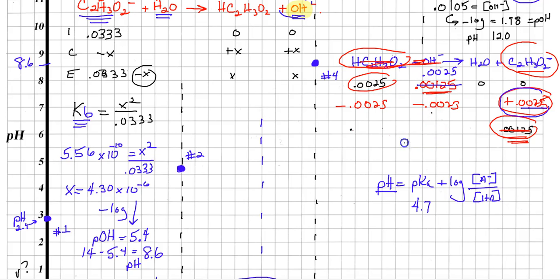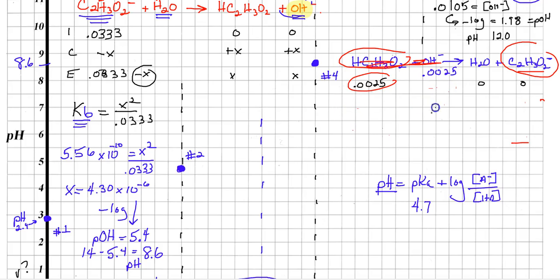So let's get rid of some things here. All right, so what do we have? Well, we know initially that we have 0.0025 molar. That doesn't change, because that's what still was in the beaker.